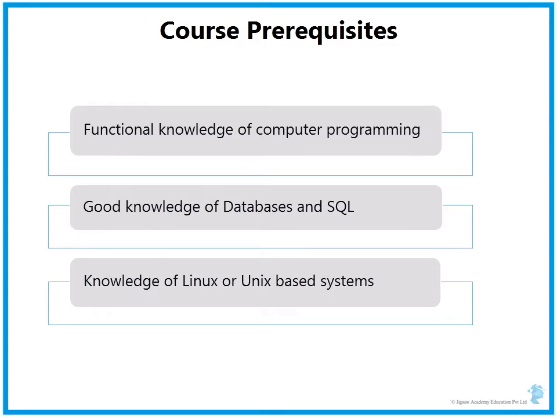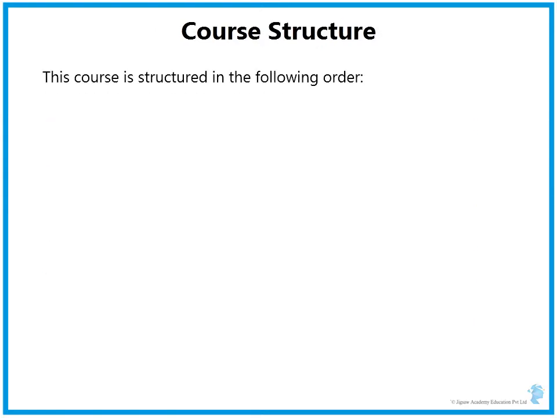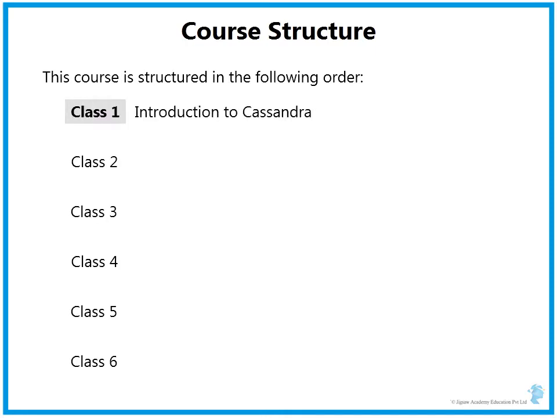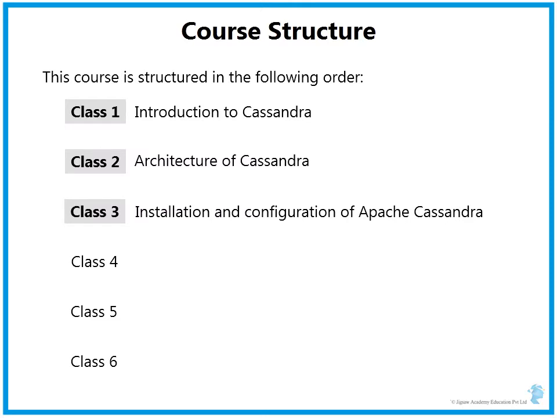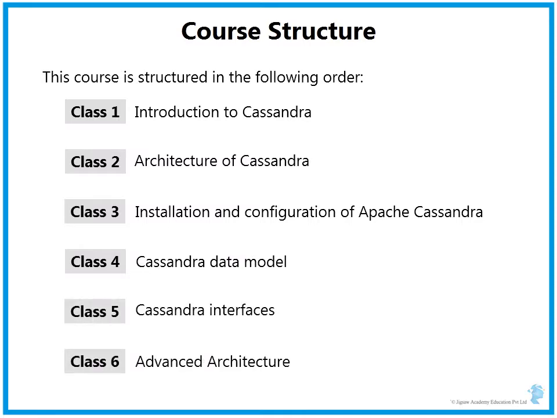Now, let's get started with an overview of the course structure. The Apache Cassandra course structure is shown on the screen. This course will have 6 classes. Class 1 will cover Introduction to Cassandra. In Class 2, we will cover Architecture of Cassandra. Class 3 will take us to installation and configuration of Apache Cassandra. Class 4 will explain Cassandra data model. Class 5 and 6 will cover Cassandra interfaces and advanced architecture concepts of Cassandra respectively. We will have a summary at the end of each lesson.